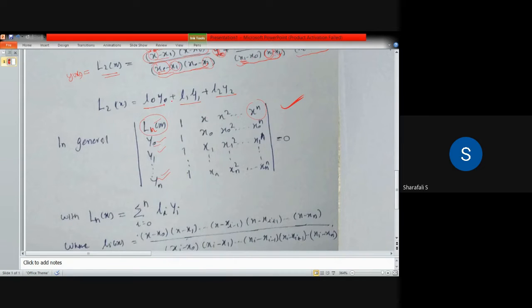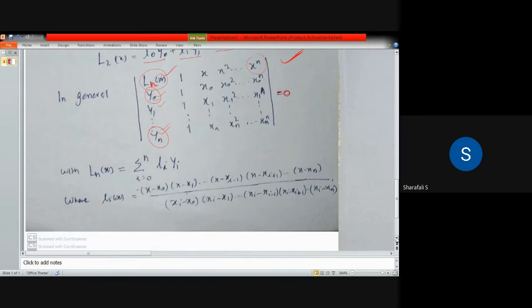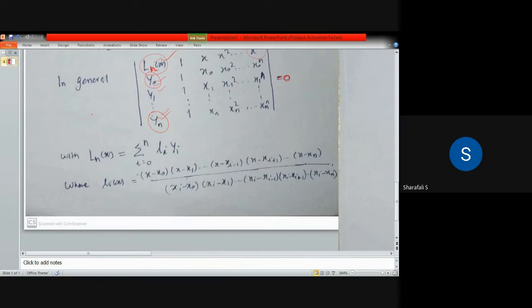Okay, so considering n plus 1 data points, we are having n such equations, from y0 to yn. So in total we have n plus 1 equations, including this general equation Ln of x. That will give you this determinant equal to 0 because we are having simultaneous equations in this case also. And if you solve this particular equation, then we can have this kind of expression.